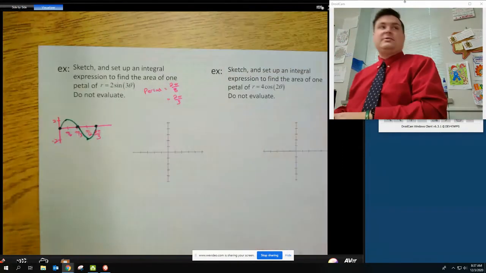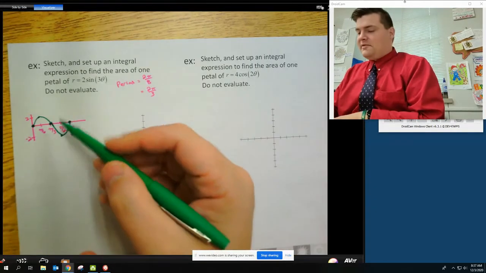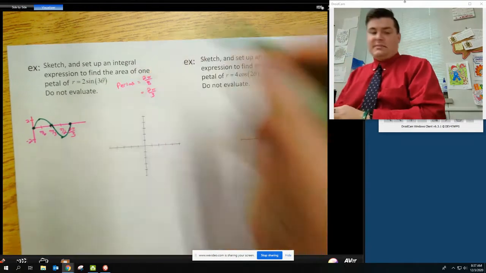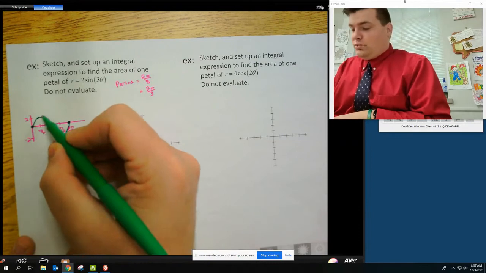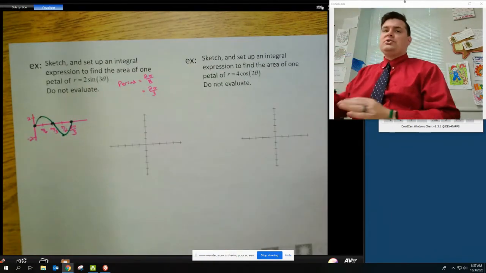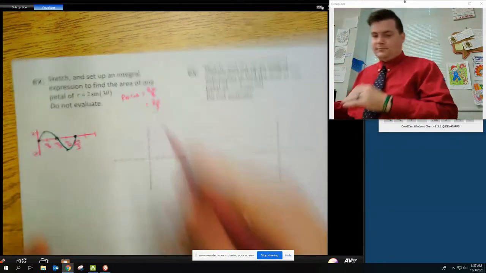Now, I'm sketching a rose here, and I'm going to tell you just from experience, this is not enough of my graph. Okay? I have 3 petals because the period is 3. I'm going to have 3 petals. Okay, this right here, this positive represents 1 petal. This negative right here represents another petal. I actually need to go just 1 more petal further. Again, this is just coming from experience of doing this.